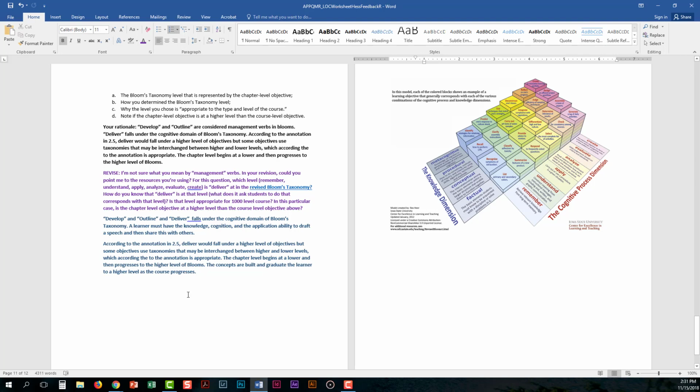So you've answered that in your second part here about the annotation. It seems like you have a good understanding of how the objectives can build off of one another. They probably need to start at the lower level and move up. But I sense a little bit of confusion in you on some of the terminology and language about Bloom's. So Bloom's taxonomy is the cognitive domain. What level of the cognitive process dimension is develop, outline, and deliver at? Which one of these is that at?